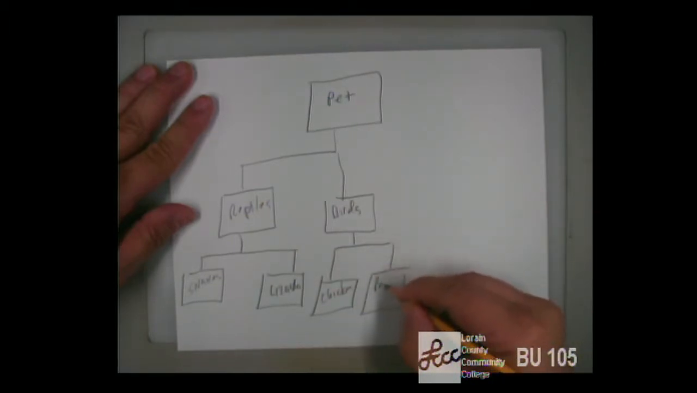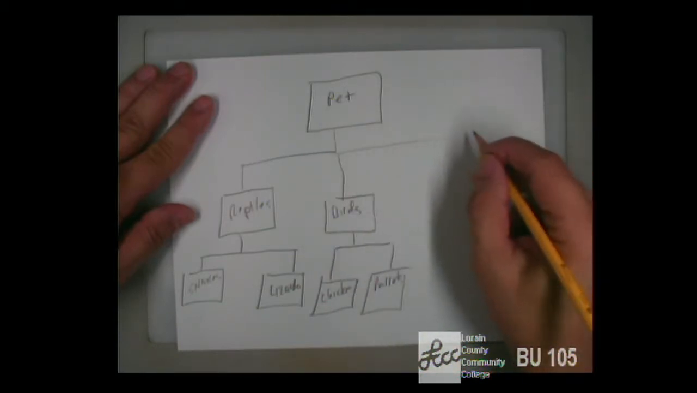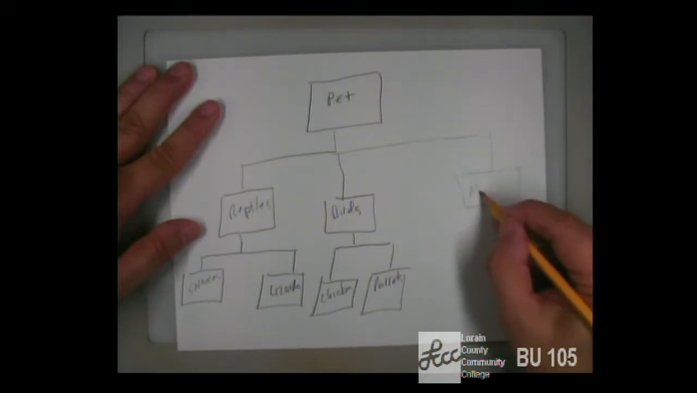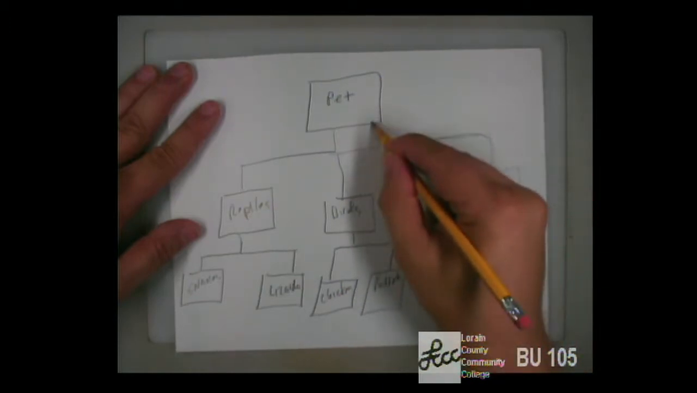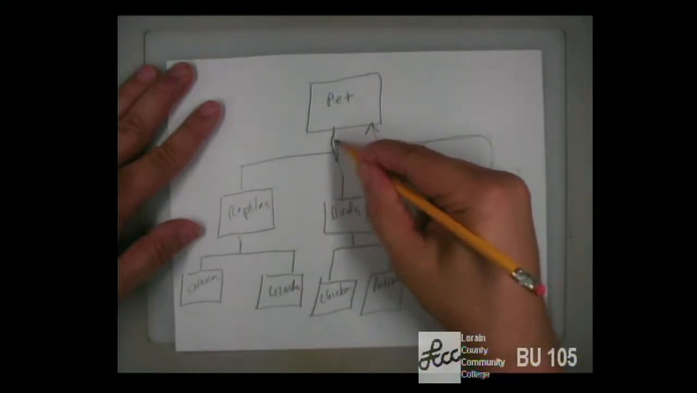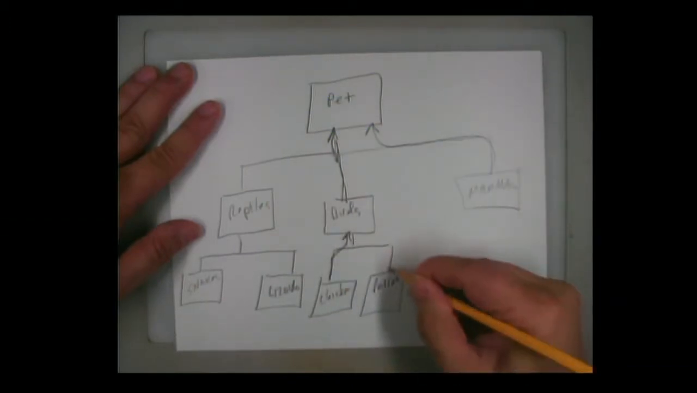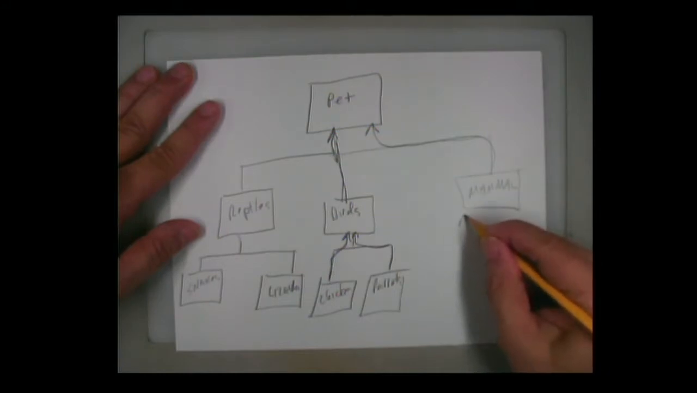Mammal. And I'm sort of drawing this wrong. They should all be drawn like this, with the arrow indicating inheritance. And under mammals, we have dogs, cats, and rabbits. We'll leave it at that.